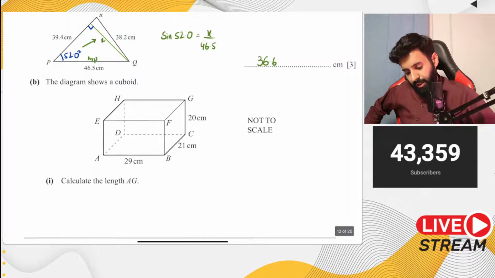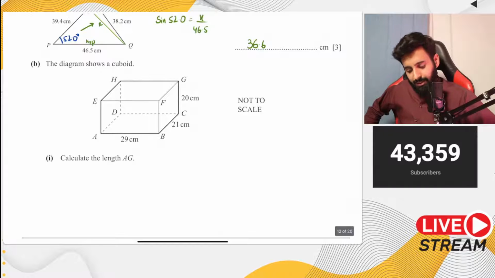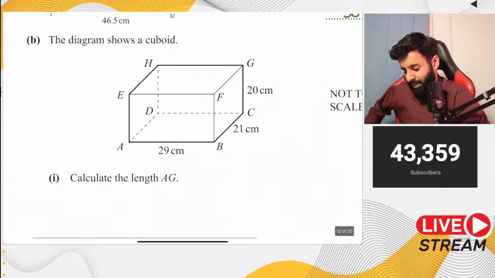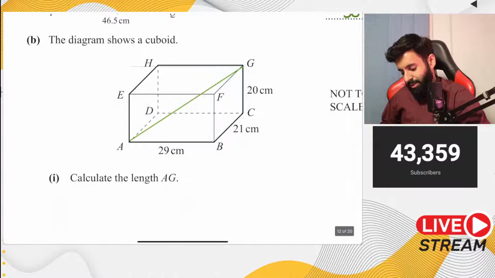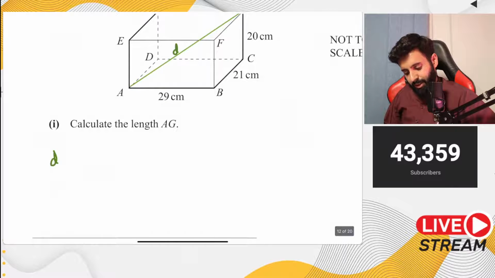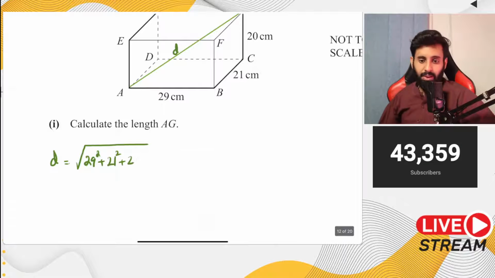All right, that's that. Then it says the diagram shows a cuboid, calculate the length AG. These kind of questions come very often in IGCSE, where you have to work out the diagonal of a 3D shape, which is usually a cuboid. इसका एक direct formula भी बता देता हूँ आप लोगों को, और indirectly बता देता हूँ. Directly, it's going to be equal to square root of 29 squared plus 21 squared plus 20 squared.